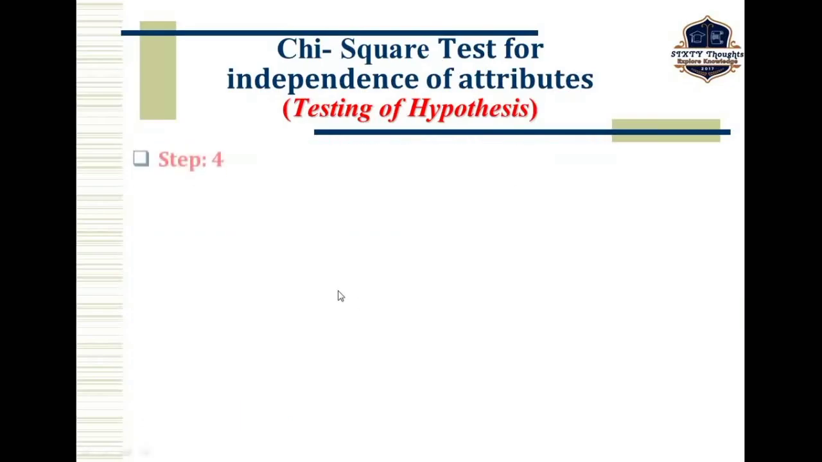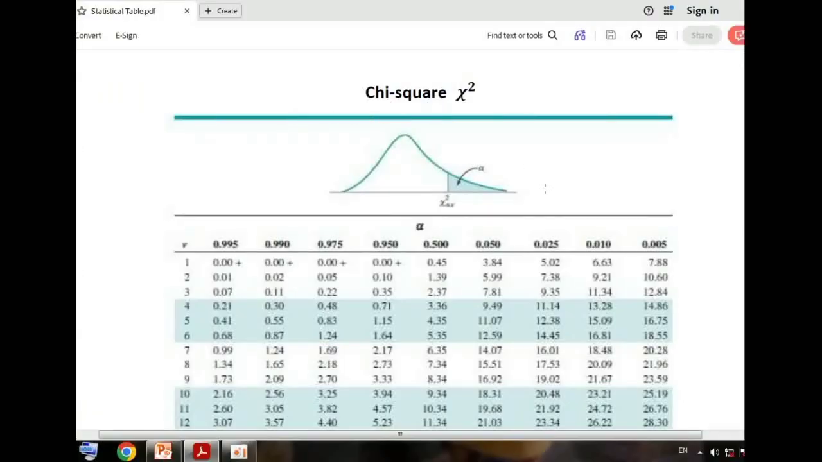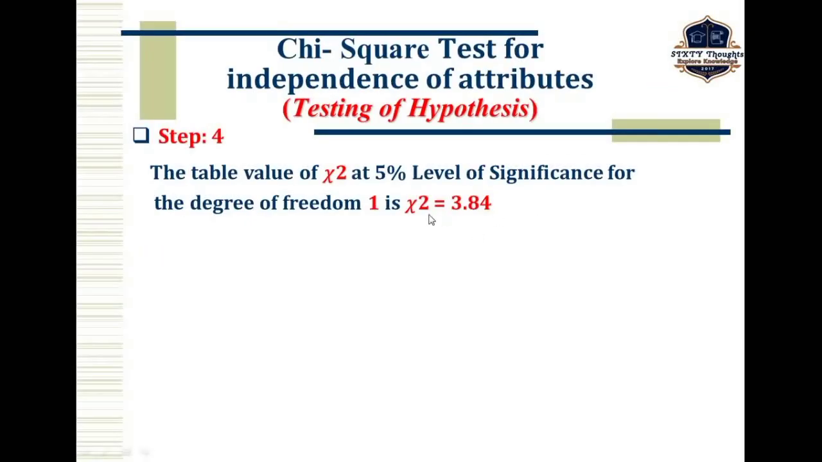So step number 4, we write the table value, that is, the table value of chi-square at 5% level of significance. For the degree of freedom 1, chi-square equals 3.84. How to write this one? Using the statistical table, I will show the table value for degree of freedom 1. This is the chi-square table value. What is our percentage level? 5%, that means 0.05. Degree of freedom is 1. So at a level of significance 5%, it is 3.84, right? Therefore we get chi-square equal to 3.84.